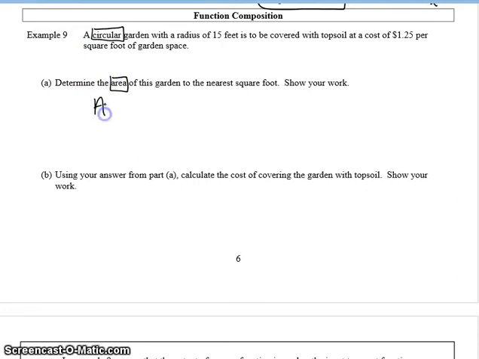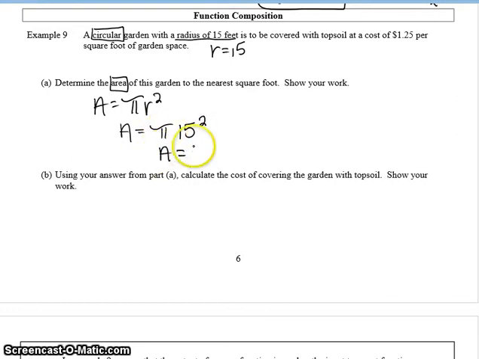So you have to know that the area of a circle is pi r squared. It did tell us up at the top here that the radius is 15 feet, so you're just going to substitute into the formula. It would be pi times 15 squared. Just go right to your calculator, and it's going to give you 706.858. Now it does say nearest square foot, so you're going to round to the nearest whole number. So the area is approximately 707 square feet.